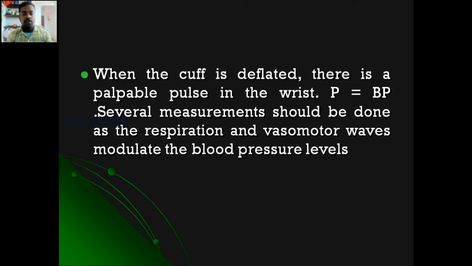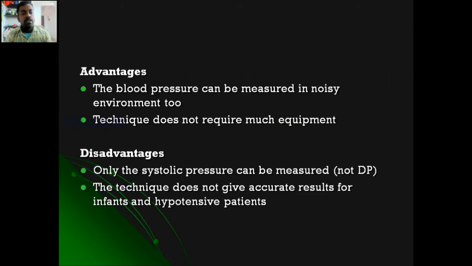blood pressure. Several measurements should be done, as the respiration and vasomotor waves modulate the blood pressure levels. Okay, right. So this is a very basic method. The advantage of this basic, or direct, method is that blood pressure can be measured in a noisy environment too. In a noisy environment also we can measure the blood pressure by pressing this wrist position.